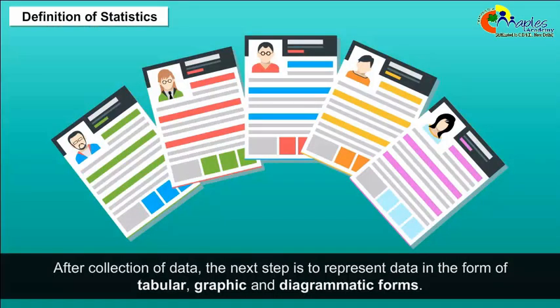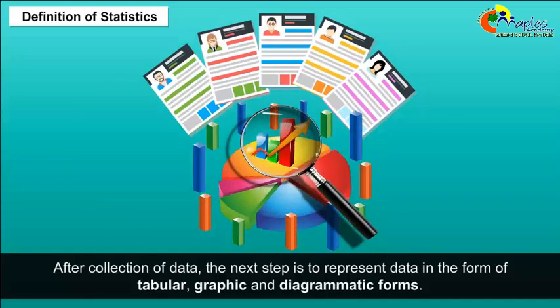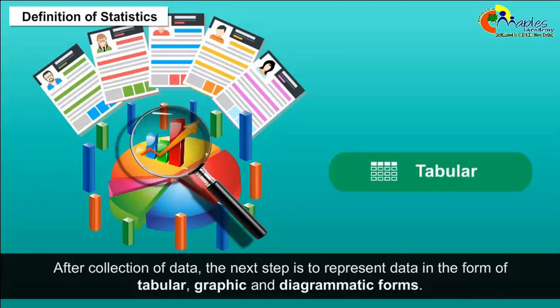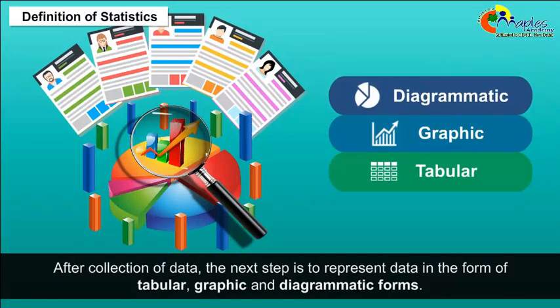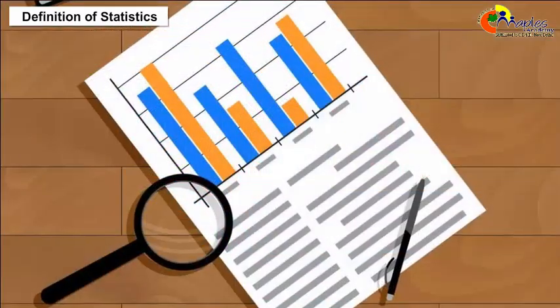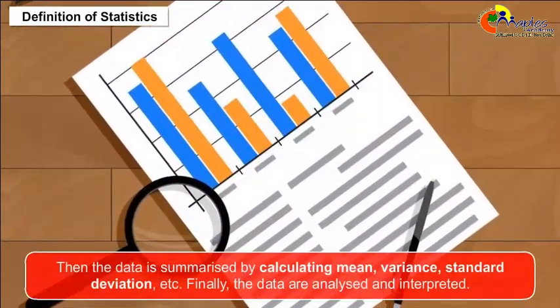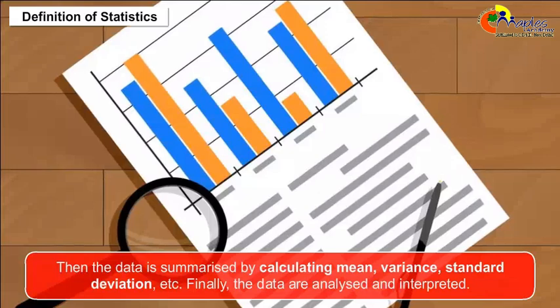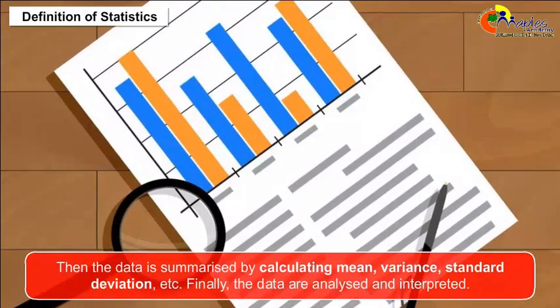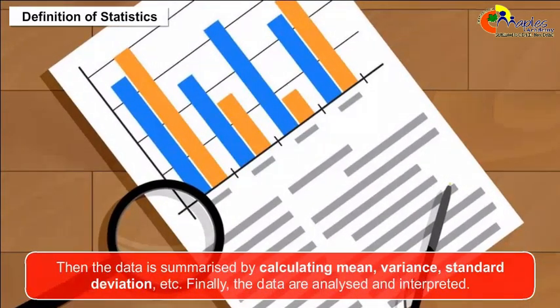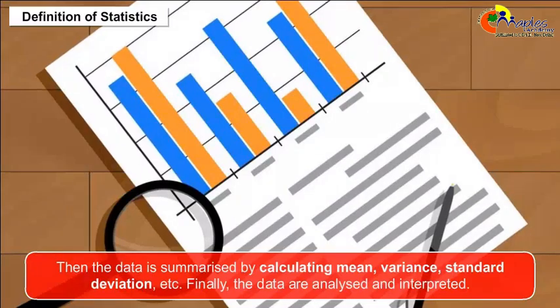After collection of data, the next step is to represent data in the form of tabular, graphic, and diagrammatic forms. Then, the data is summarized by calculating mean, variance, standard deviation, etc. Finally, the data are analyzed and interpreted.